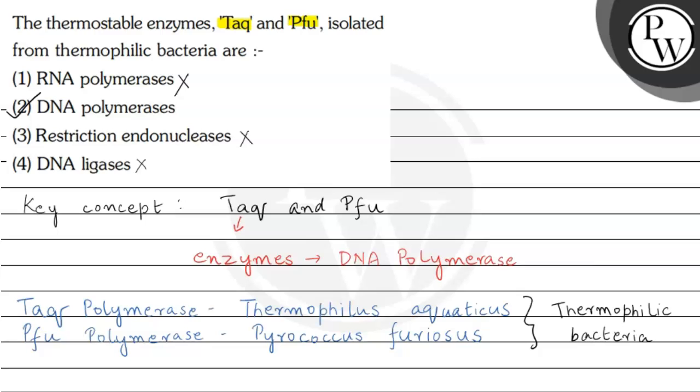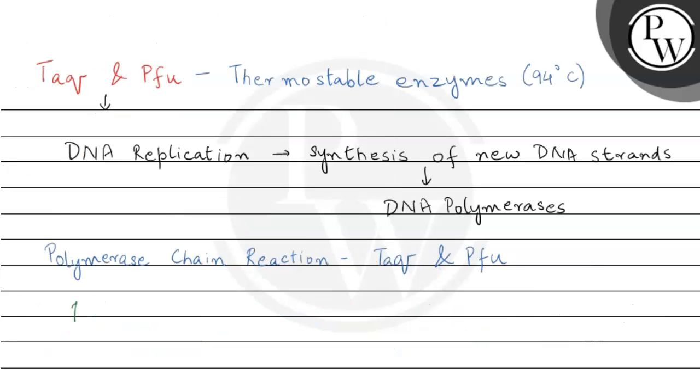DNA. So therefore, our final answer for this question is option number 2, that is DNA polymerases. So Taq and PFU are types of DNA polymerases.